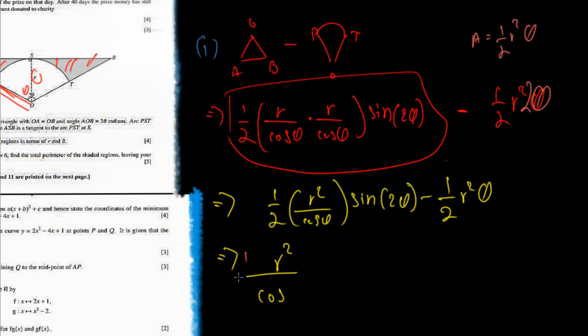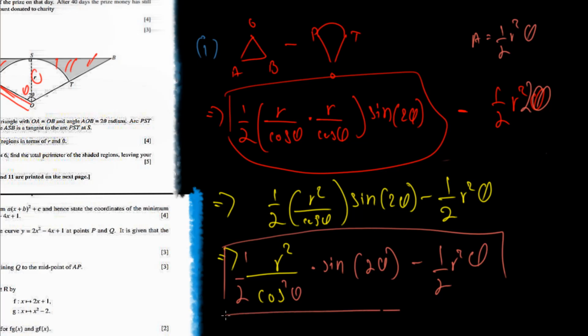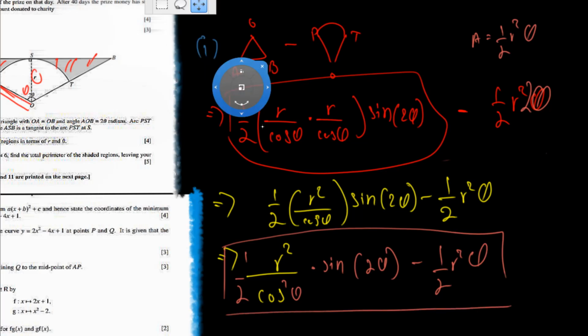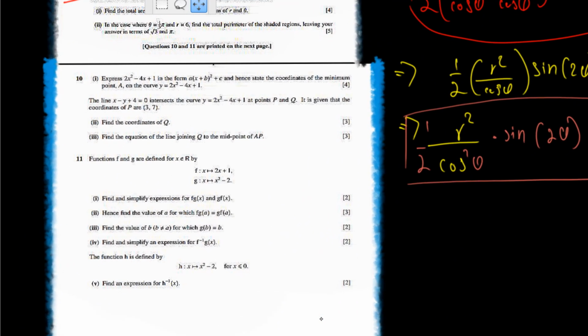So if I were to simplify this, I would have 1 by 2 cos square theta multiplied by sine 2 theta minus 1 by 2 r square theta, and that's your answer right there. Now technically speaking, you can simplify this further if you want, but I think this is enough for your examination. You don't really need to do anything more than this.